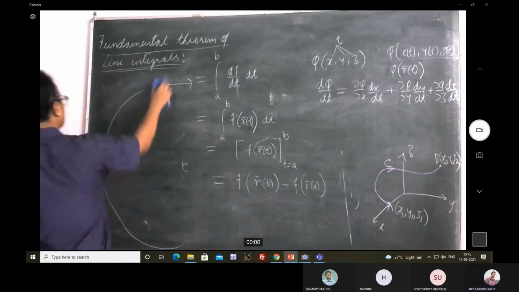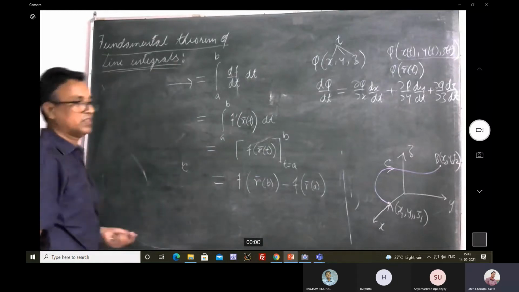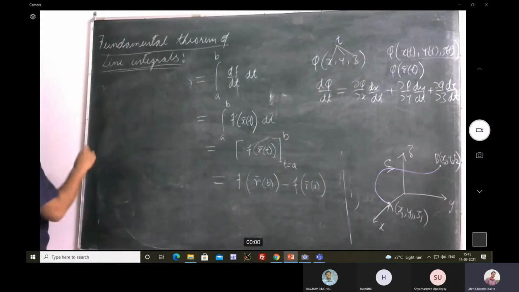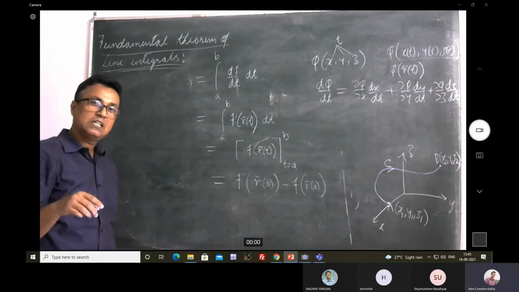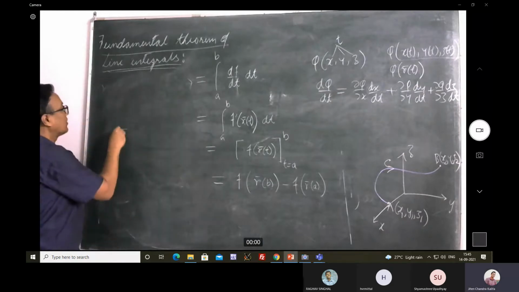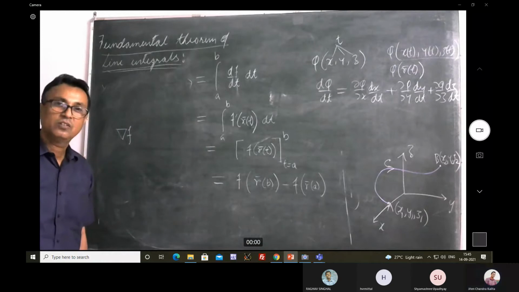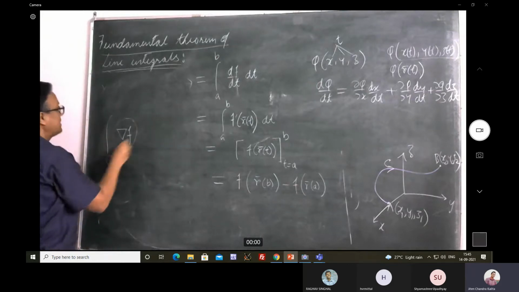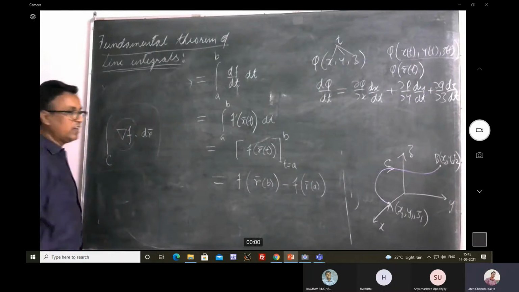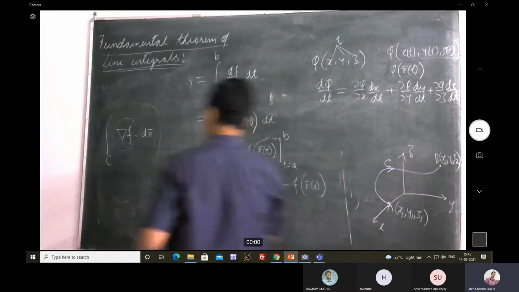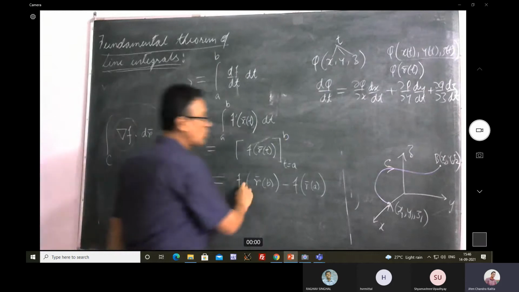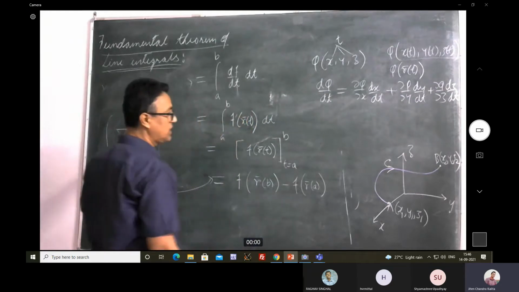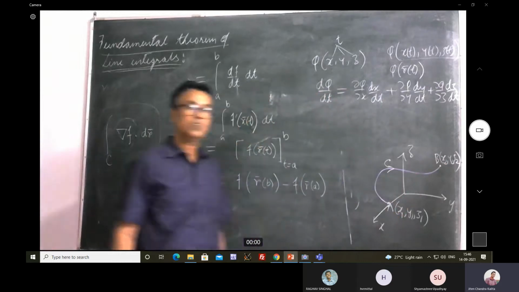So now this brings me to one interesting observation. What does it tell you? That if you perform line integration of a vector which is the gradient of a scalar function, then the value of the integral, even though I'm doing it along a curve C, simply depends upon the value of the scalar function at the initial point and at the terminal point. Is it okay?